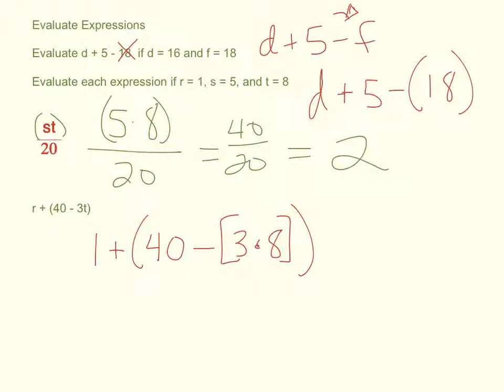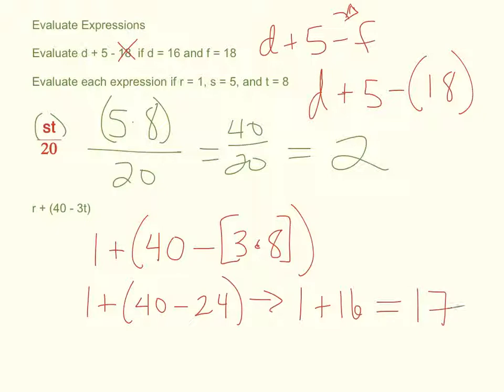All right, take a look at the whole problem, and you're going to see that we're going to deal with 3 times 8 first, then we're going to deal with the 40, and then finally we're going to add the 1 at the very end because that one is not in the parentheses. So you should have gotten 1 plus 40 minus 24, and that should lead to 1 plus 16, which equals 17. All right.